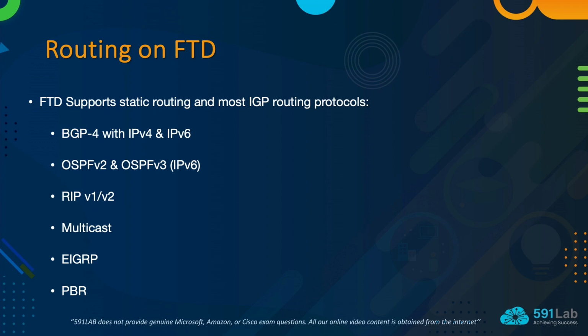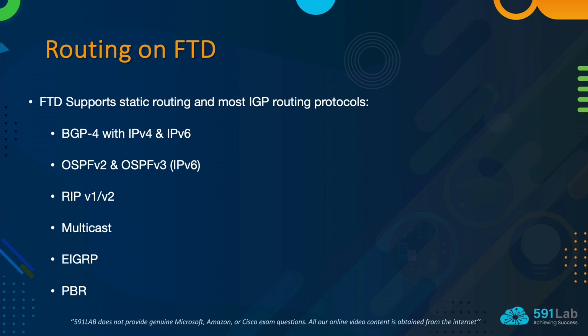Next is Routing Information Protocol, which is also known as RIP, a simple and easy to configure interior gateway protocol that uses a distance vector routing algorithm. FTD supports RIP version 1 and RIP version 2.